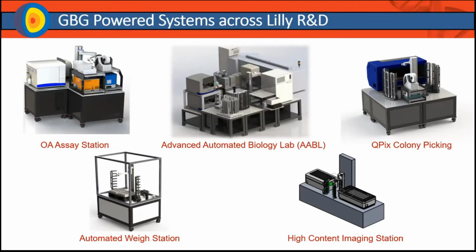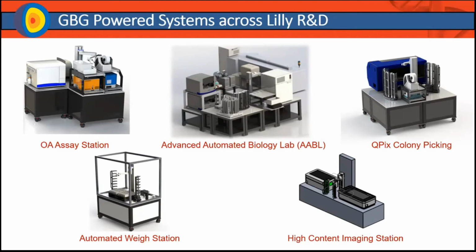We have GBG powering our advanced automated biology lab, which is really to fully automate and streamline enzymatic and cell-based assays that have endpoints in LCMS, high content imaging, multimode reading, and flow cytometry, and that supports a variety of functions across Lilly's discovery research space. We have systems around colony picking, and so we have GBG controlling our QPix colony picking workstation. We have automated weigh stations, which are geared for the weighing and taring of vials, as well as the weighing of final compounds that are made in our synthesis environments or in our compound management spaces.